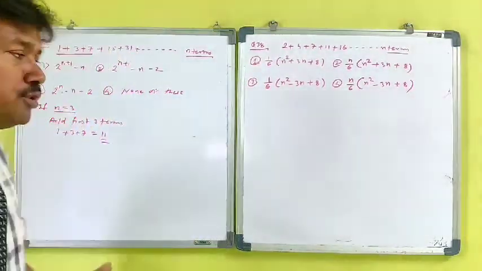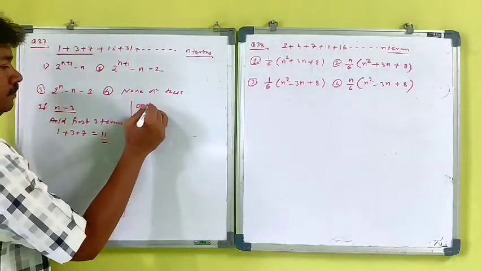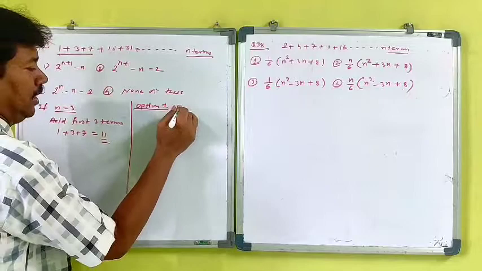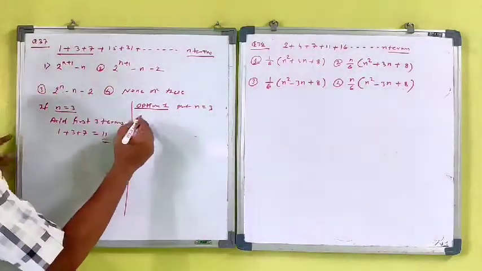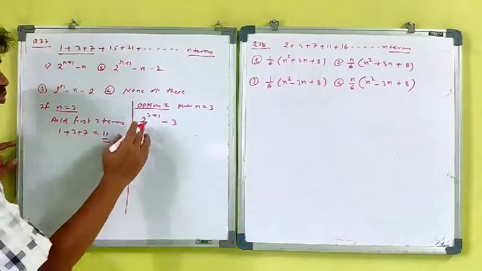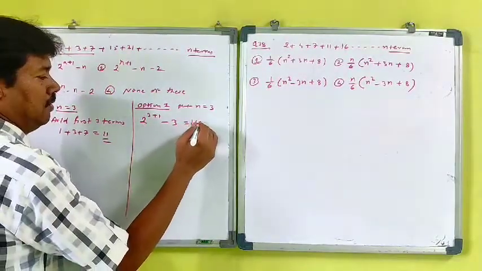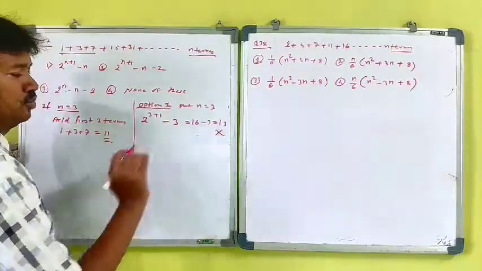Now we put n equal to 3 in option number 1. That gives you 2 raised to 3 plus 1 minus 3. So that is 2 raised to 4, which is 16, minus 3. So it is 13, which is not matching, so this is the wrong option.